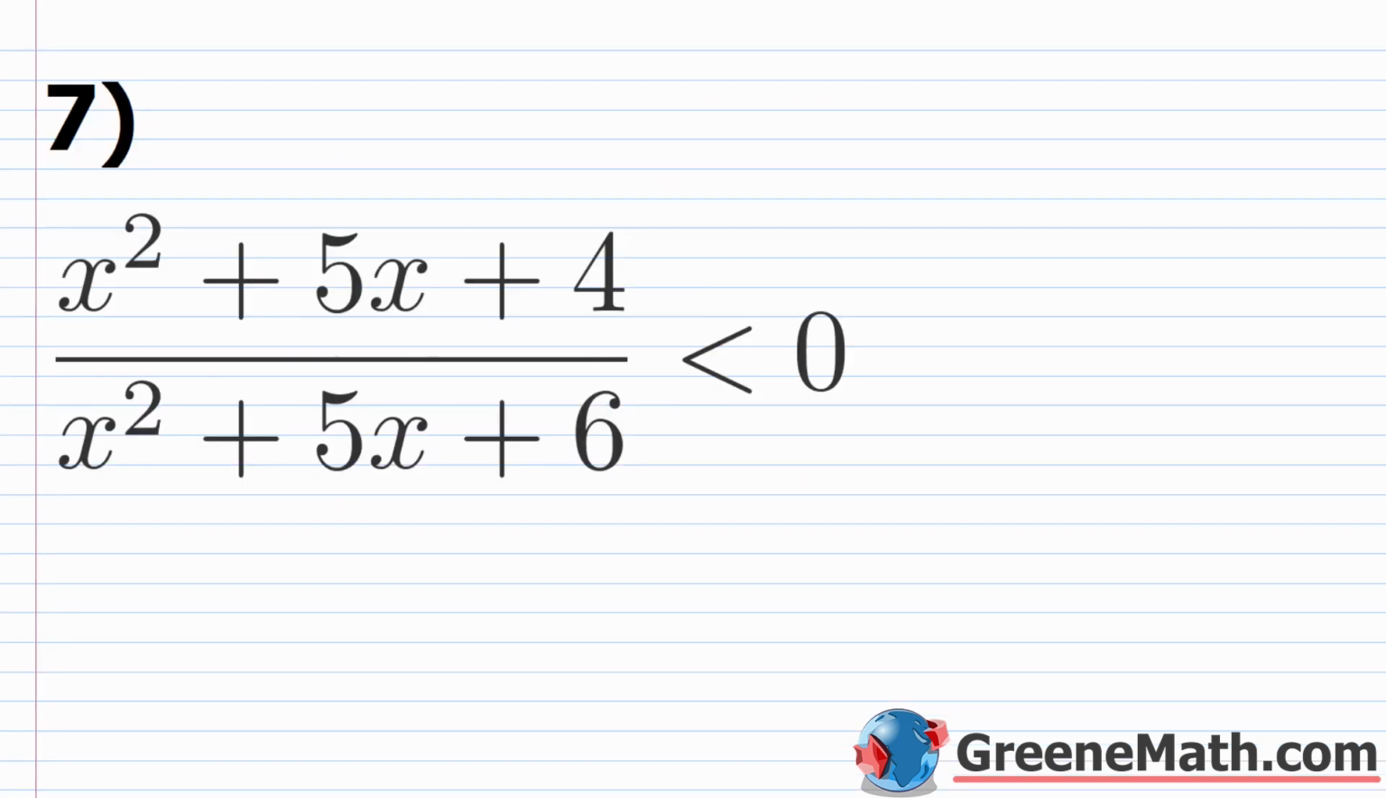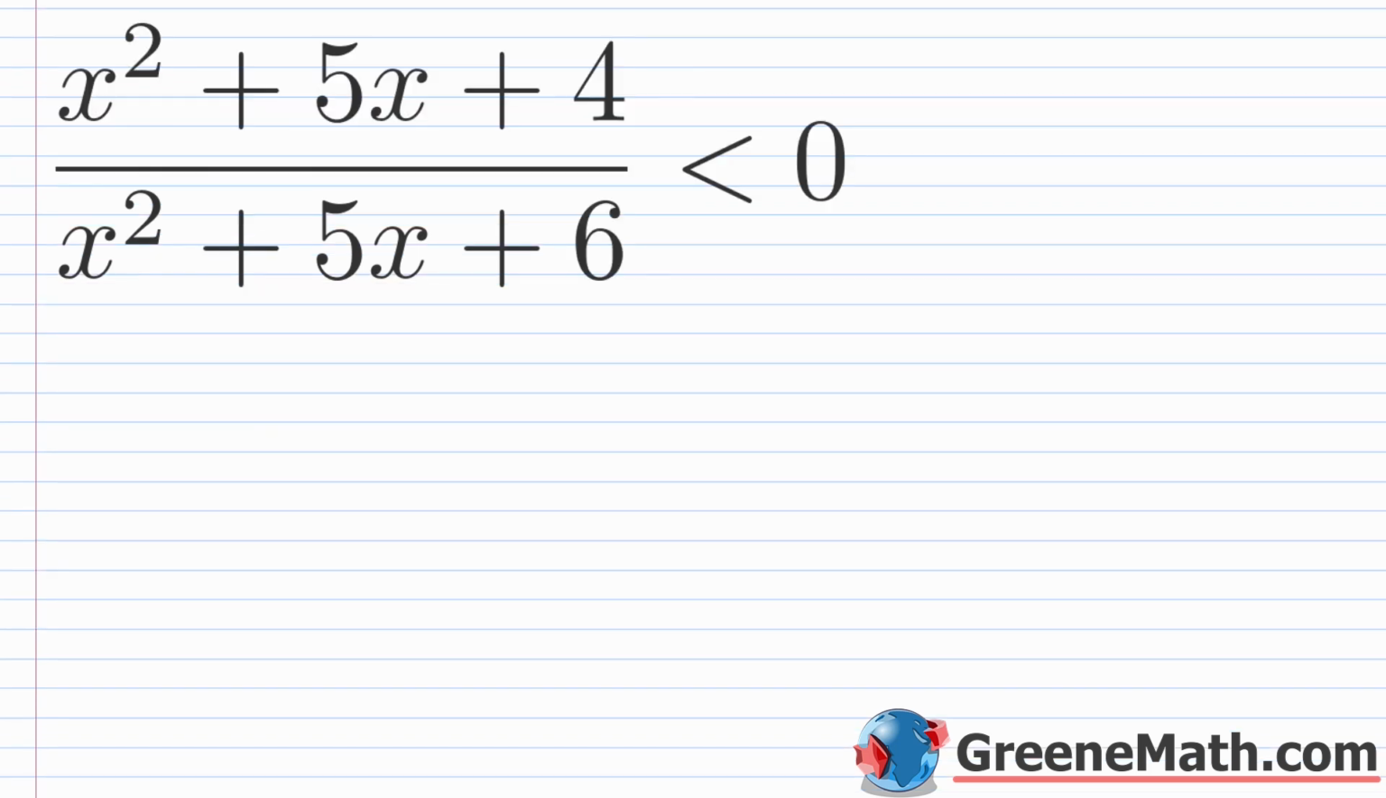All right, let's take a look at problem number 7 now. So we have x squared plus 5x plus 4 over x squared plus 5x plus 6, and this is less than 0. So again, we have a single rational expression on the left. We have our inequality symbol, which in this case is a less than. And then we have 0 on the right. So this is what we're looking for.